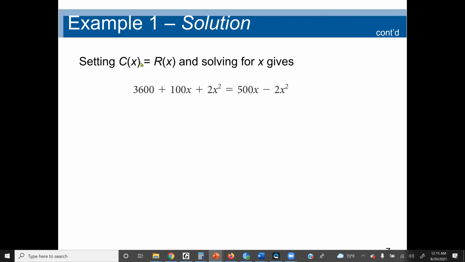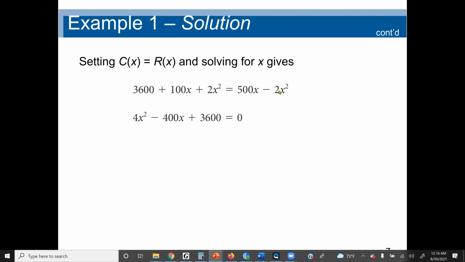So we have C of x equals R of x. By solving this equation, we get 3,600 plus 100x plus 2x squared, which represents C of x, equal to 500x minus 2x squared, which represents R of x. So we combine the like terms together. We get 4x squared minus 400x plus 3,600. First, how do we get 4x squared? We have 2x squared on the left side of the equal sign.